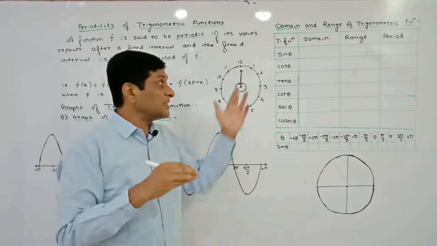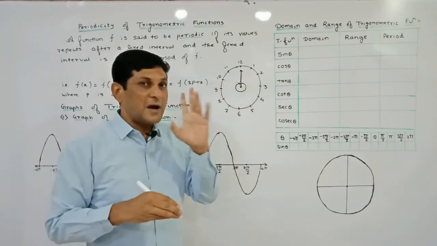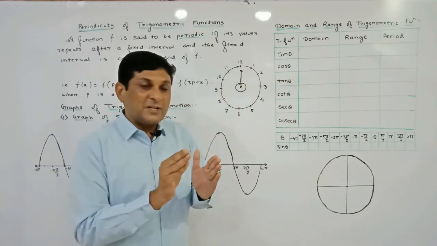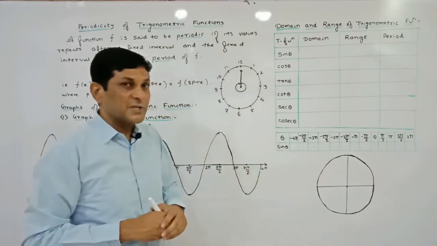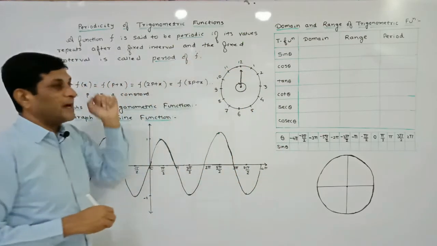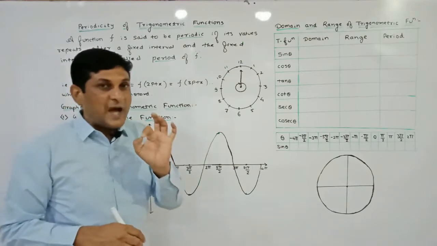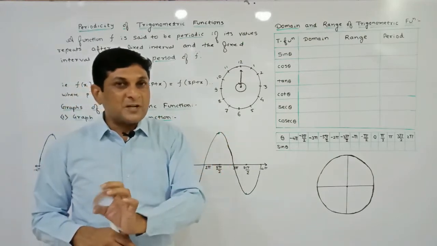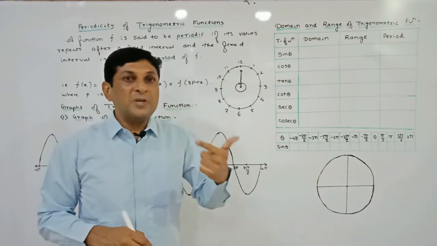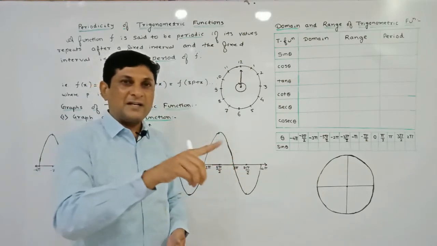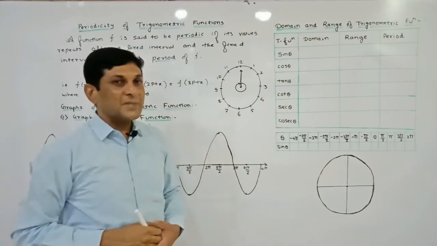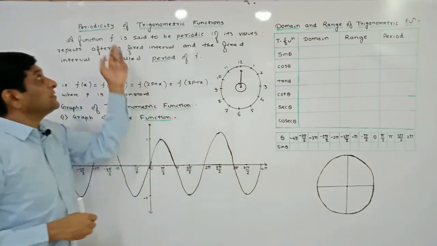What is that fixed interval? It repeats the same value after 1 hour. So that fixed interval is nothing but 1 hour. After 1 hour it repeats the same values, and that fixed interval is called the period. So here values of the hour hand repeat after 1 hour. So we can say that the period of the hour hand is 1 hour and the hour hand is periodic.